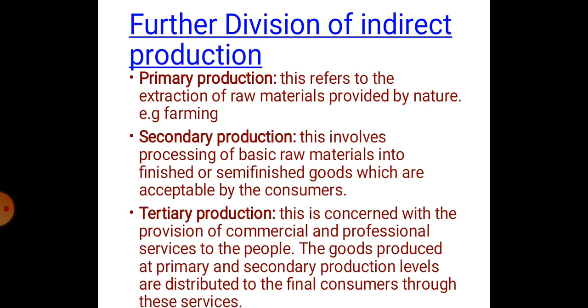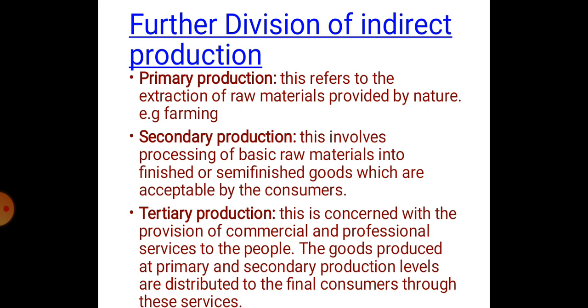Number two, secondary production. This involves processing of basic raw materials into finished or semi-finished goods which are acceptable by the consumers. This means utility has been added to the product of primary production. Secondary production comprises various manufacturing and construction activities.